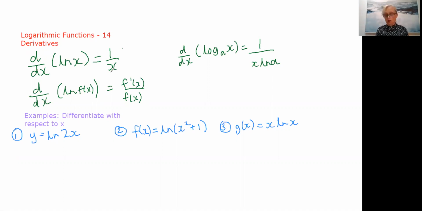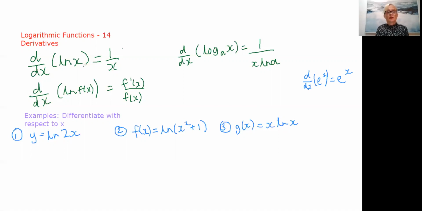We're not doing exponential derivatives here, but I'll just point out to you that the derivative with respect to x of e to the x is just e to the x. So that's really cool as well, but we'll handle that in a different video. For now, we're just concentrating on the logs.